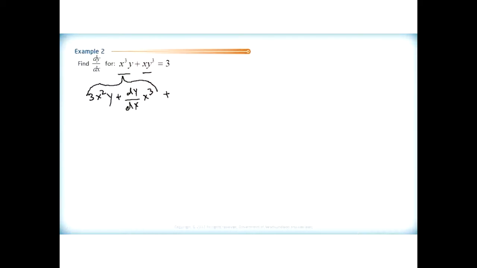And then I'm going to add, using another product rule now, the derivative of the first bit in my second term, which will be just 1, because the derivative of x is 1, times y cubed, plus the derivative of the second bit, which will be 3y squared times dy over dx.